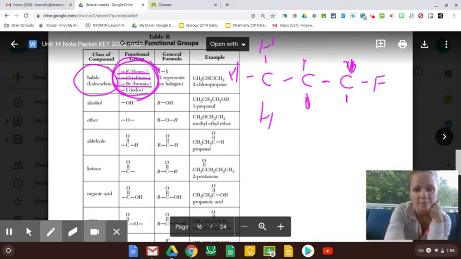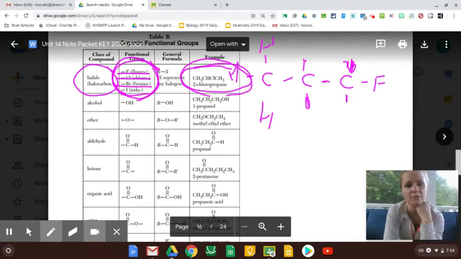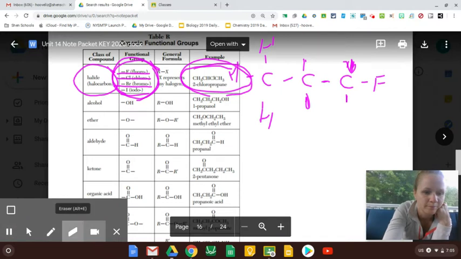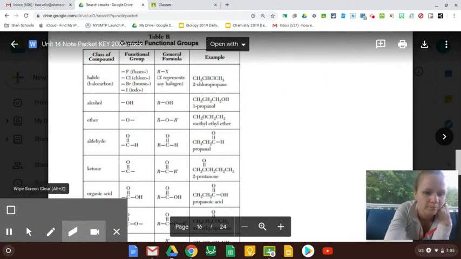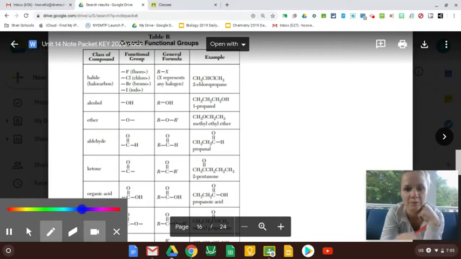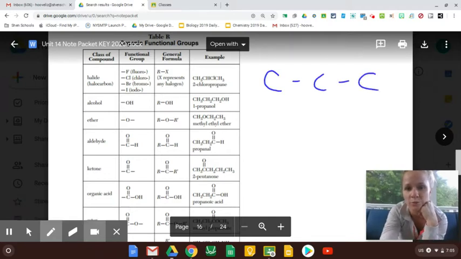How do you name this? Well, look at the name of this one. They always give an example, and that usually helps. So this one they call 2-chloropropane. So what do you think that might be? Okay, so 2-chloropropane is probably propane with a chlorine off of the 2 carbon, and it is.